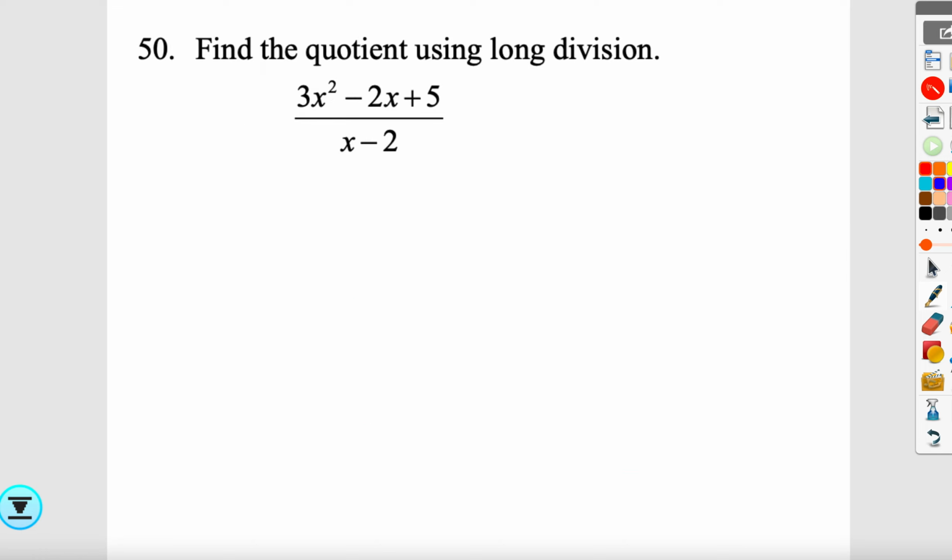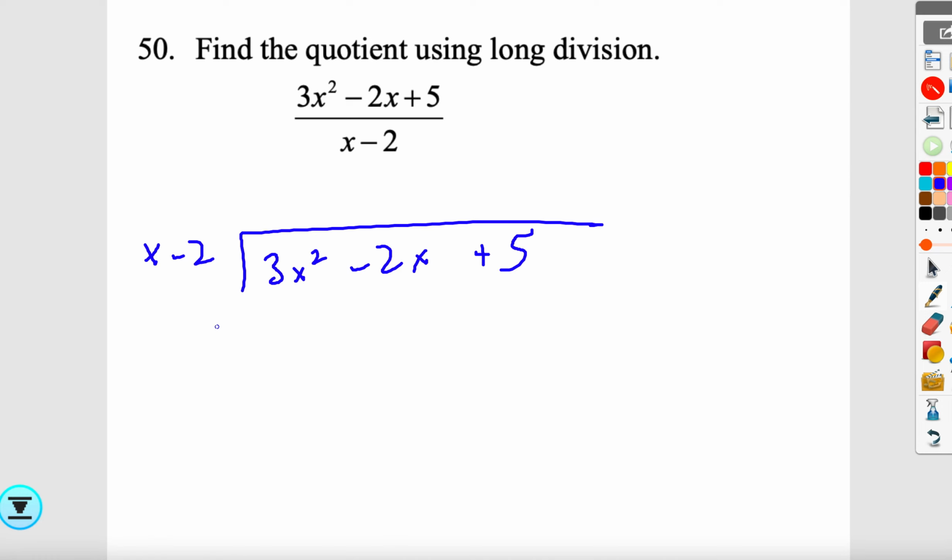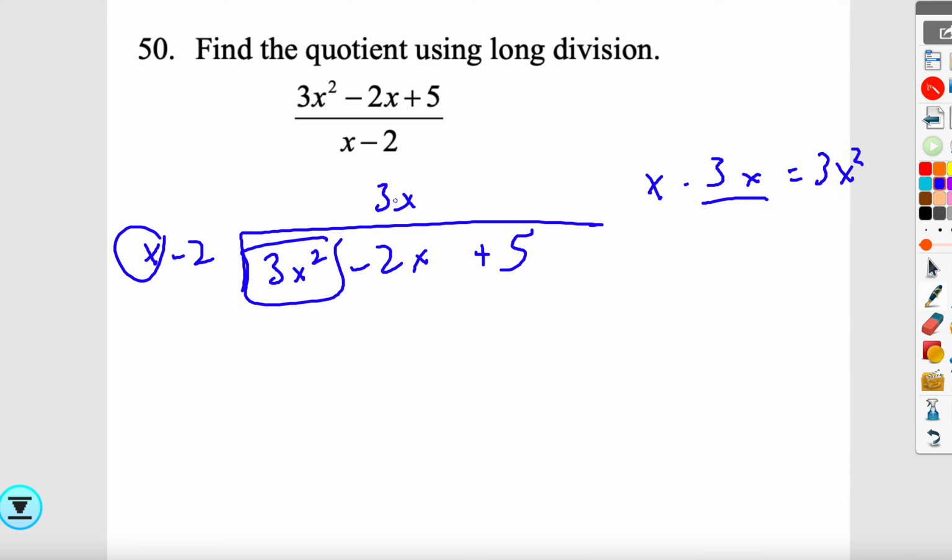All right, let's finish off this bad boy, guys. So now we're going to do long division again. So x minus 2, and then we have 3x squared minus 2x plus 5. So we're going to go ahead and circle this one and box this one. So then we're going to do x times what equals 3x squared. And we need an x and then a 3. So it'll be 3x. Multiply this back to the left.